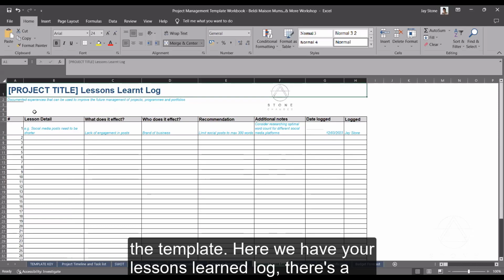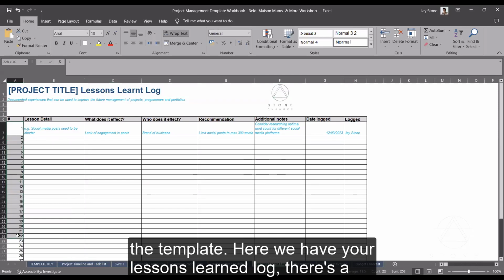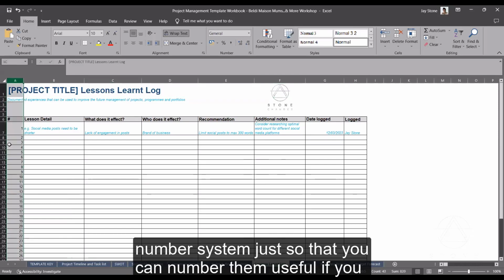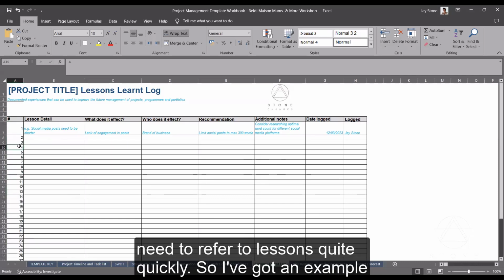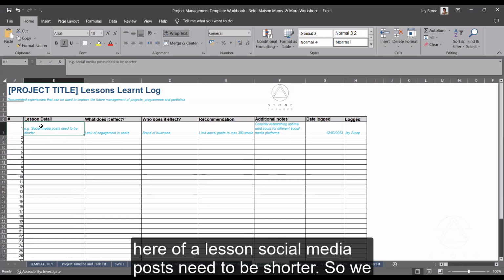Here we have your lessons learned log. There's a number system just so that you can number them, useful if you need to refer to lessons quite quickly. So I've got an example here of a lesson: social media posts need to be shorter.